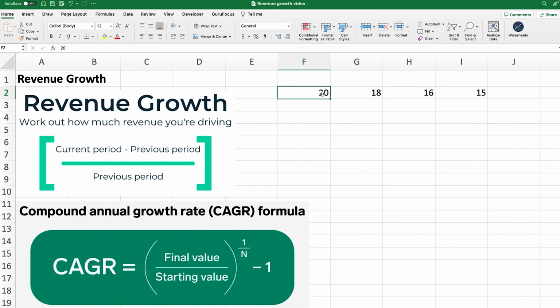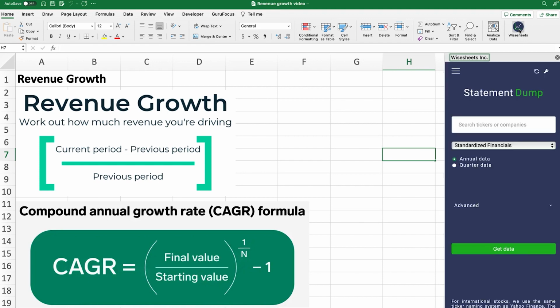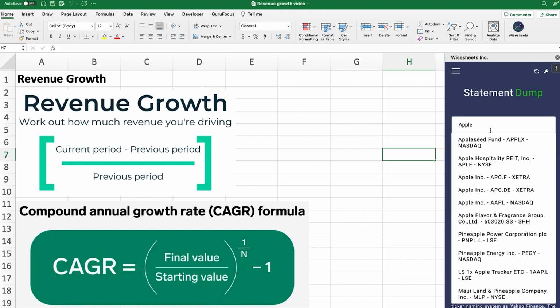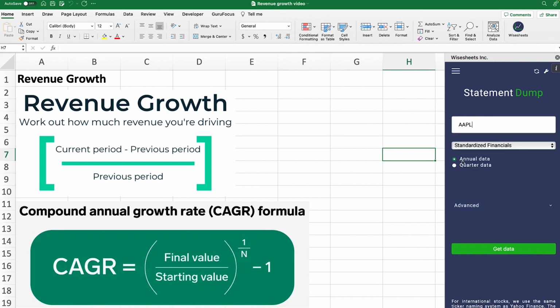Now with that being said, let's stop talking about the theory and go into a very practical example. We're going to calculate the revenue growth using both methods for Apple. In order to do this, we're going to have to get the company's financial statements, which you can get using an add-on like Wisesheets on Google Sheets or Excel. I'm going to type Apple, and here I'm going to pick the company that we're looking at. We're looking at this one, and then I'm going to select annual data, although you can also calculate the revenue growth on a quarterly basis or TTM basis. You can calculate it on any time basis that you want, but in this case we're going to use annual so that we can keep it simple.